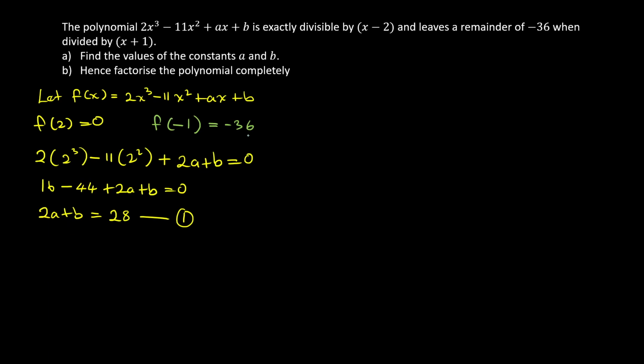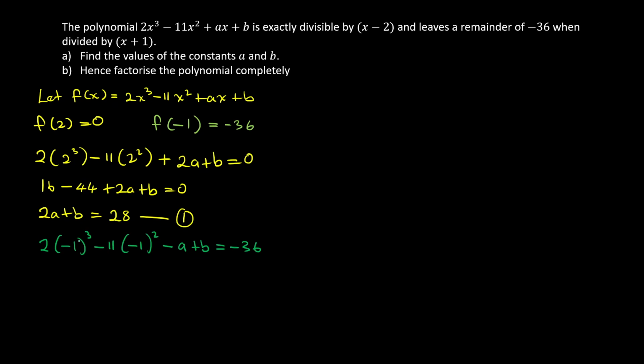f(minus 1) is equal to minus 36. We should get the second equation from here so that we can solve it. So again, I'm substituting minus 1 for x inside f(x). So 2 times minus 1 cubed minus 11 times minus 1 squared. Okay, and then x is minus 1, that means minus a plus b. That should equal minus 36.